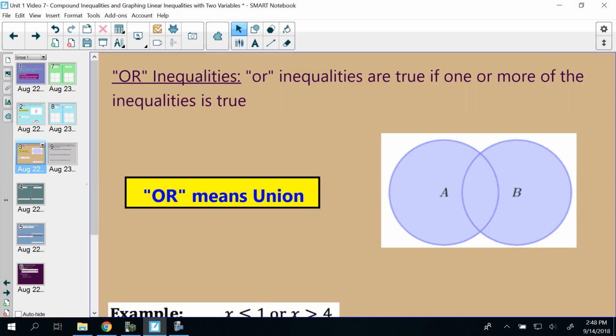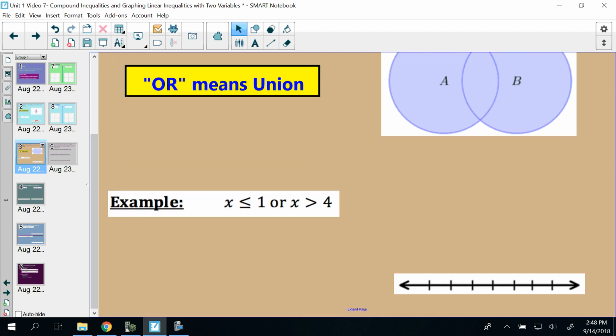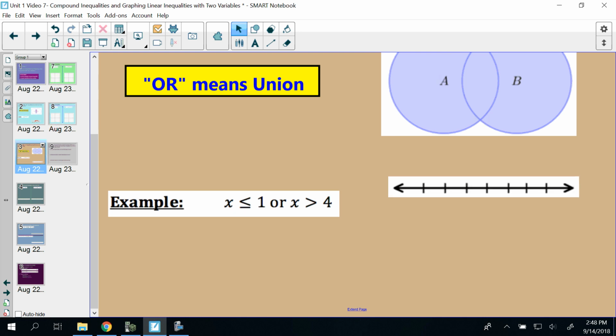Okay, the other type are OR inequalities. OR inequalities are true if one or more of the inequalities is true. OR means union, so both sets of points. Here's an example: x is less than or equal to 1 or greater than 4. Again, make sure on your graph that you label and can get those points on there.